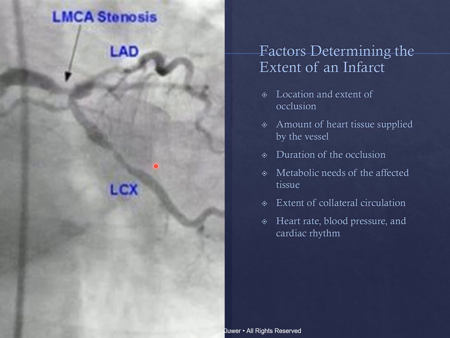But this picture leads to a conversation about different factors that determine the extent of infarct. A lot of the time it's the location and extent of the occlusion. So if you have occlusion way up here, you are going to have a massive and extensive infarct. And that's, again, why we call it the widowmaker. If that happens really suddenly, these folks often don't even make it to the hospital because they have such a massive interruption of blood flow that they can't survive it.